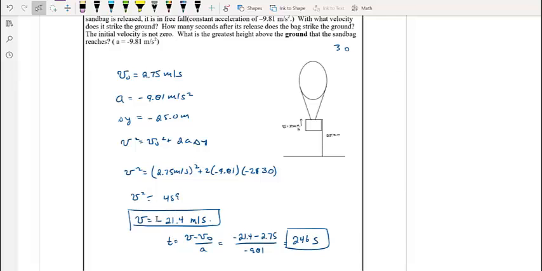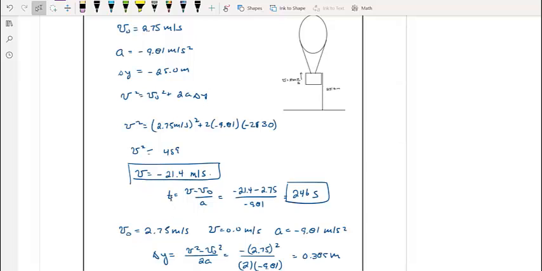Now, once you have the velocity, then you can calculate the time. So you take equation 2 and solve for t. The final velocity is negative 21.4. You subtract the initial velocity, which is positive 2.75. You divide by negative 9.81. Again, if you got a negative time here, don't just ignore it. Go back and figure out where you went wrong. So when you solve for this, you'll get positive 2.46 seconds. So that's how much time it takes to go up to its peak and then fall down and hit the ground, or just before it hits the ground.